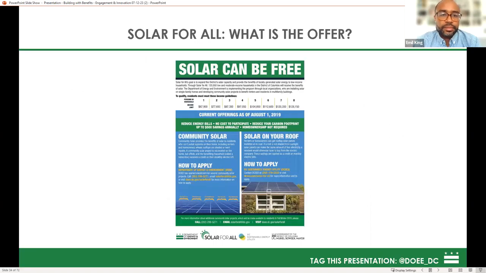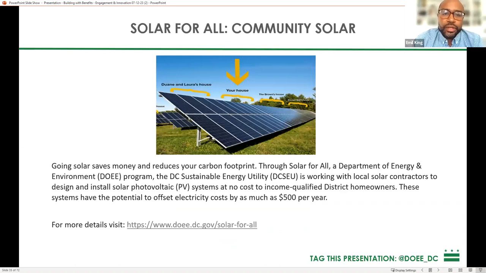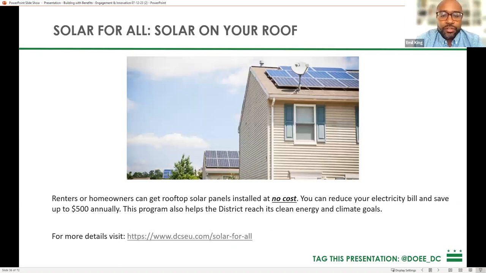Next, please. Here's a couple examples of what we're putting out. Solar for All, what's the offer? Here's a one pager that we offer. Sorry, it's an old example, but it's the same information. Next, please. We identify what community solar is, how it works. We provide our website, tell you how much money you would receive. Next. And then Solar for All for individual homes. Again, it's no cost. And these are the points that we try to hit on in all engagement. So these are just examples of two slides from slideshows that are given in communities. Next, please.